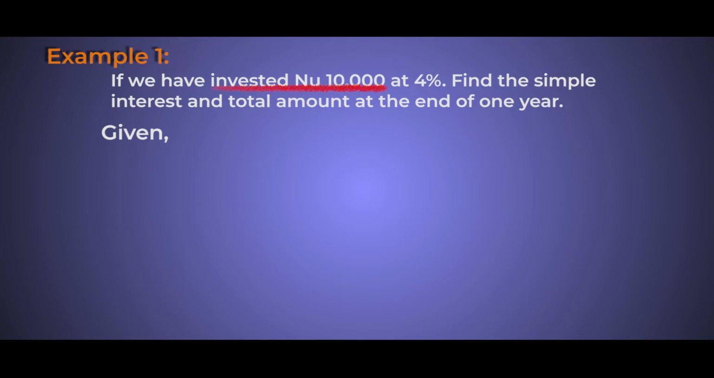Invested Nu 10,000. What is that? It is the principal P. So principal P is equal to Nu 10,000. Then from the question, at 4%. What is that 4%? It is the rate of interest. That means it is R. R is equal to 4%. Then at the end of 1 year, what is that year? Month, year, days. What are they? They are the time. So T is equal to 1 year.